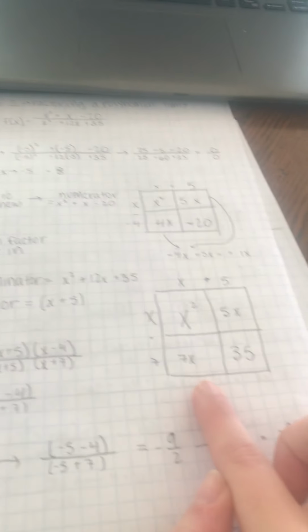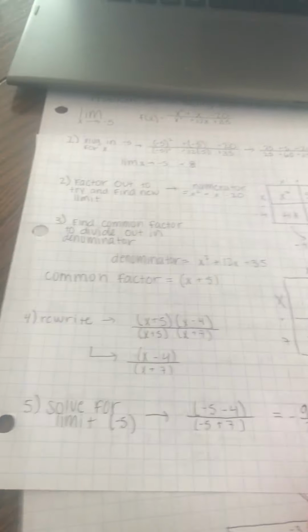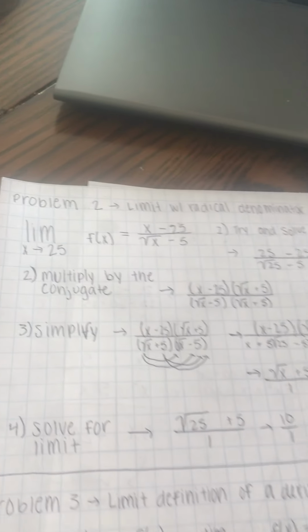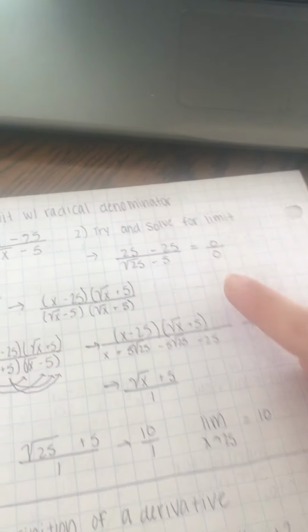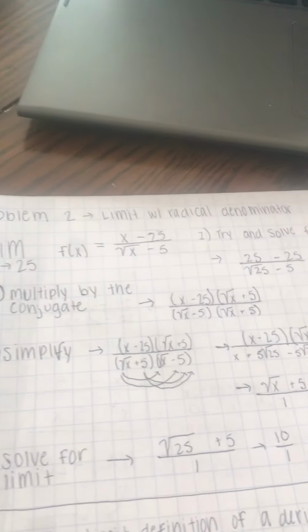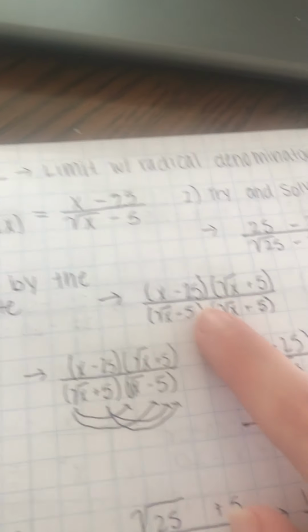I just used the completing the square method, so I could divide out a common factor. Then on a limit with a radical denominator, again, this was one of the ones where I tried to solve for it by just plugging in the limit value, and I got 0 over 0. So I multiplied by the conjugate, which is right here.